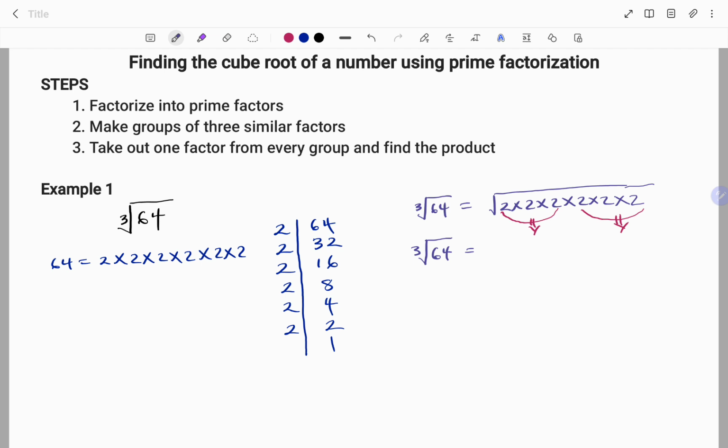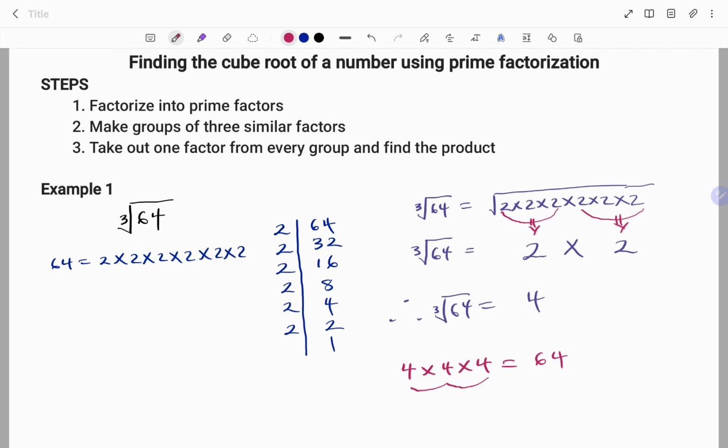The last step says we have to take out one factor from each group. So for the first group, we take out one factor, that's going to be 2. And we find the product with the factor we are taking out from the other group, which is another 2. Therefore, the cube root of 64 is 2 times 2, which is 4. Let's do a quick check. 4 times 4 times 4. 4 times 4 gives us 16, and 16 times 4 gives us 64. So the cube root of 64 is 4.